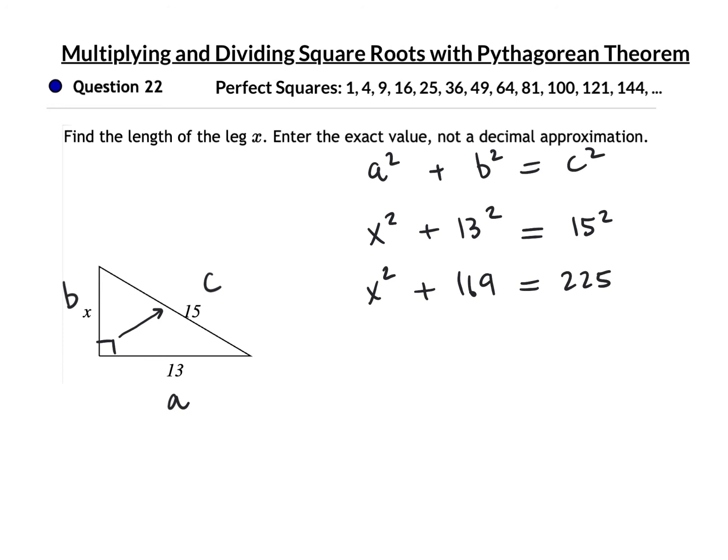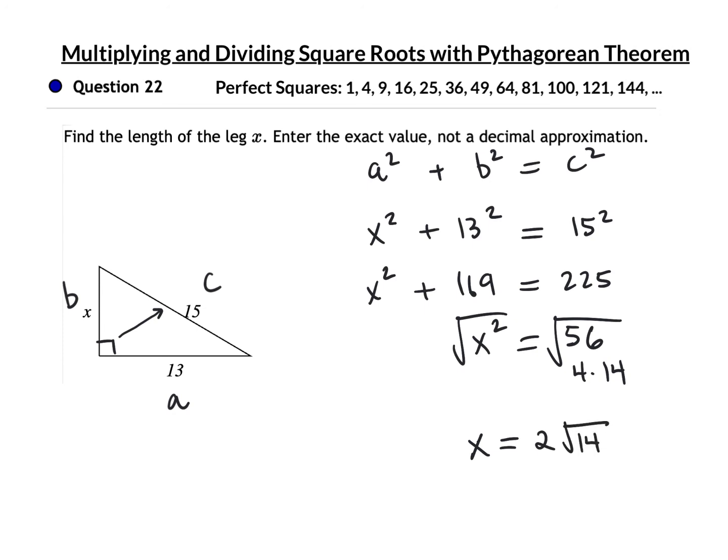225 minus 169 is 56. X squared equals 56. Pretty sure that 4 divides into 56. I'll divide it by 4 and I get 14. So I'm going to take the square root of both sides, and I know that 56 is 4 times 14. I can take the square root of 4, that goes out in front of the root as a 2. Left underneath is still the 14. 14 has no perfect squares in it because it's 2 times 7. And there's our answer.